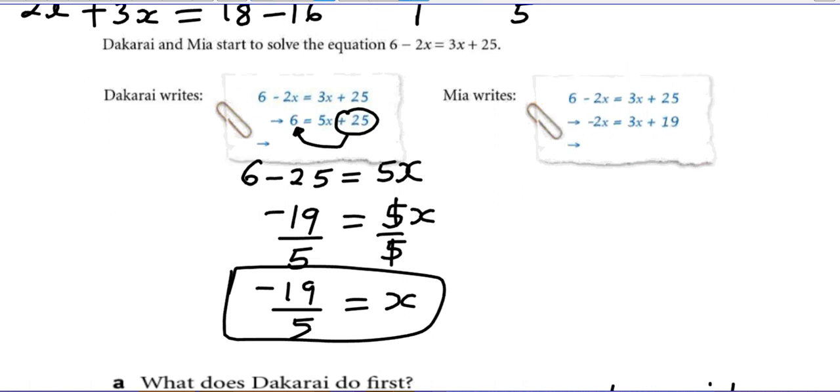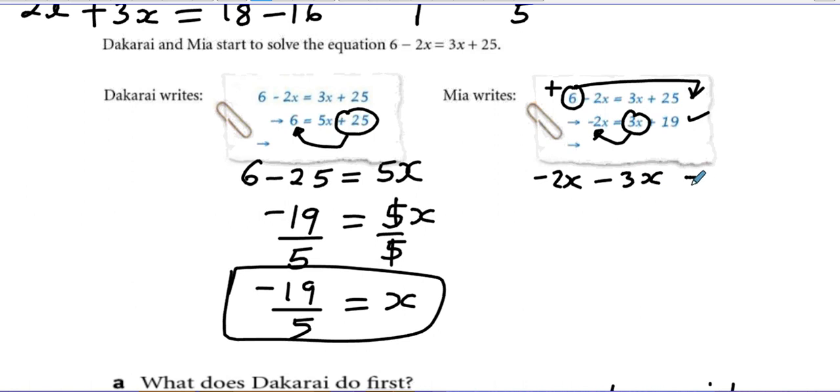Okay, how do we complete Mia's solution? Mia took this positive 6, placed it on the right hand side, so it becomes 25 minus 6, which is 19. Okay, now it's time for us to take 3x to here, so it will be negative 2x minus 3x equals to 19.